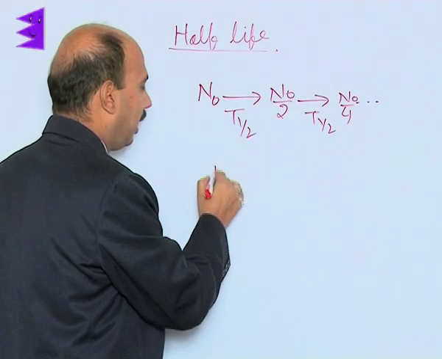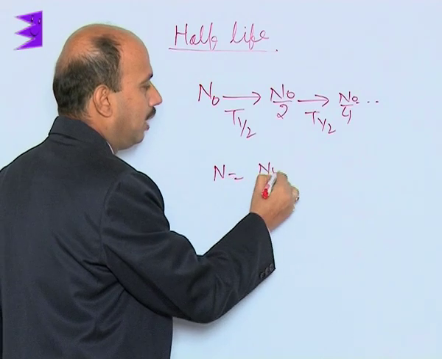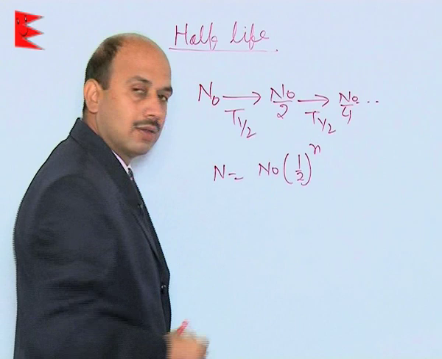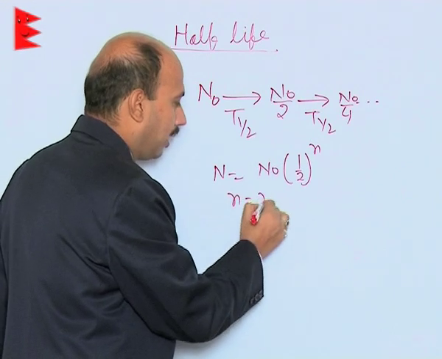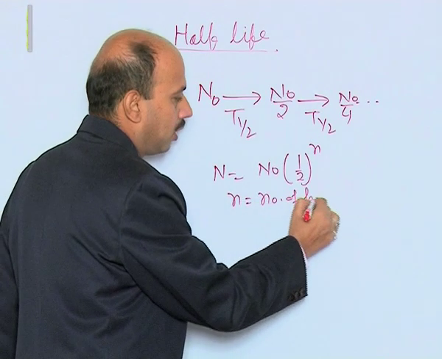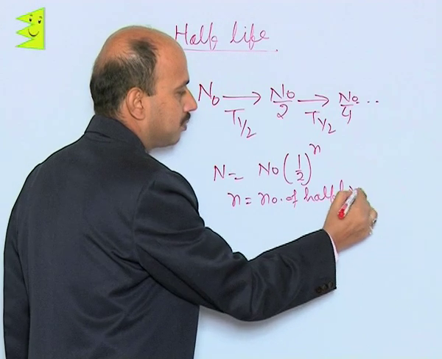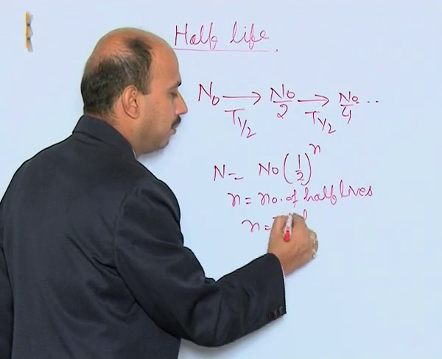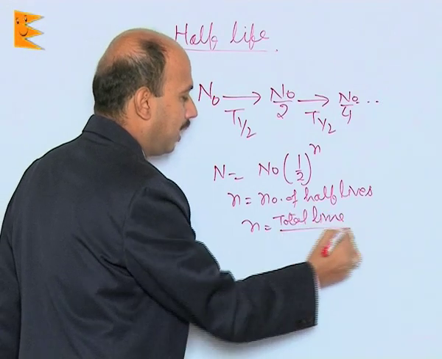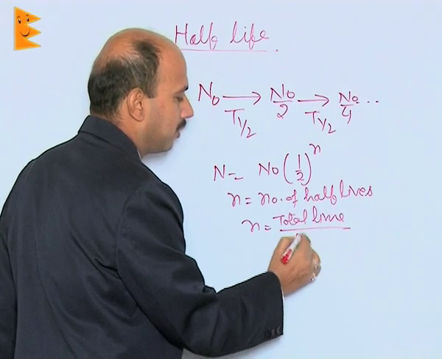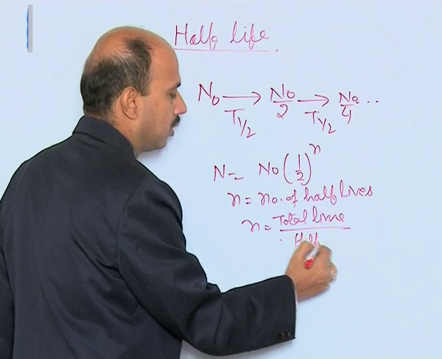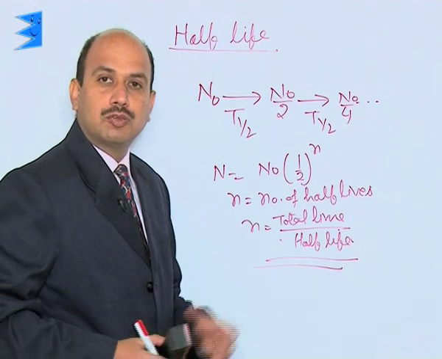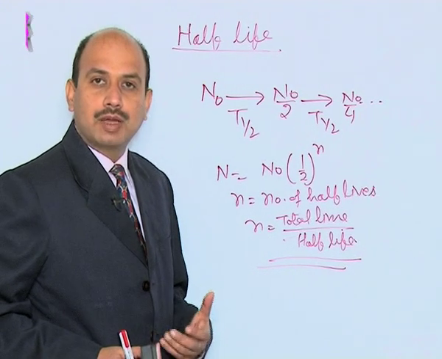So we can write at any time, N naught into 1 upon 2 raised to the power n, where n is known as the number of half-lives. n can be written as total time divided by half-life. So n can be written like this. So this is also an expression for the half-life of the radioactive element.